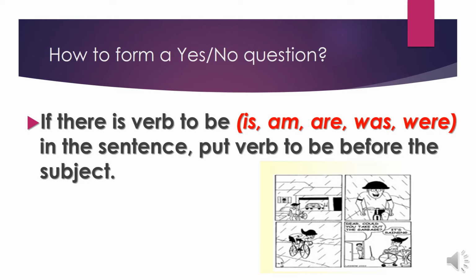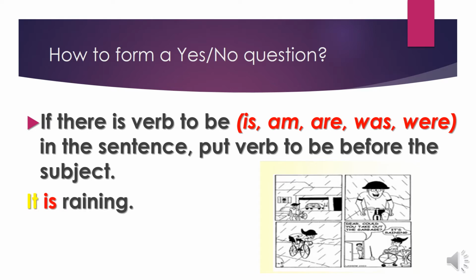To form a yes or no question, we have to follow the following steps. First of all, I have to look for the verb in the sentence. If I have verb to be such as is or am or are or was or were, to form the yes or no question, I just place verb to be before the subject.